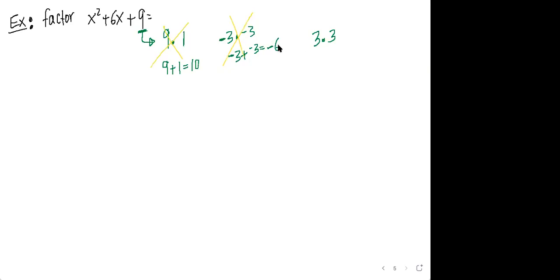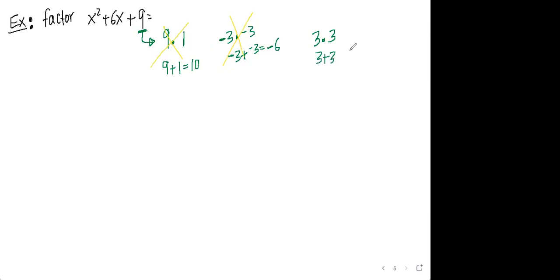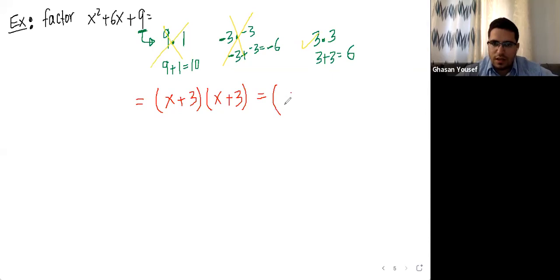For the last one, 3 times 3, 3 plus 3 gives 6, positive 6, and I have 6 here. So this is the only one that works. My factoring for this trinomial is x plus 3 times x plus 3, and this is equal to x plus 3, everything squared.